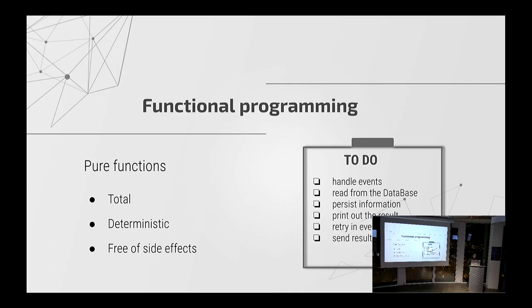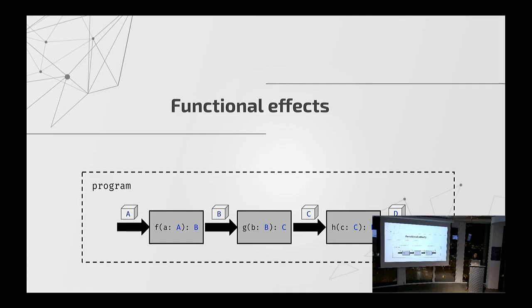As I said, we have to describe everything. We shouldn't interact. So what we will do is make the program and the effects a data type that you can pass around to functions. And this will make it safe, total, deterministic, and free of side effects, and you can say, okay, my function uses that program, and it will build another program.